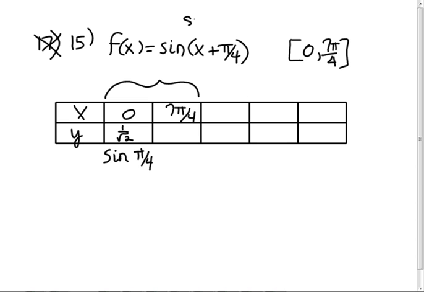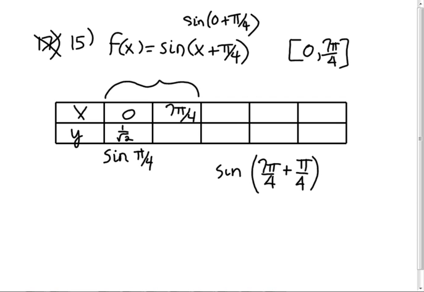Because it's the sine of 0 plus pi over 4. What's this other one? It's the sine of 7 pi over 4 plus pi over 4. That's 8 pi over 4, which is 2 pi. What's the sine of 2 pi? 0. Okay. I don't have any negatives, but I know sine gets negative, so I don't think I've got a maximum in either one of those. So let's find our derivative.